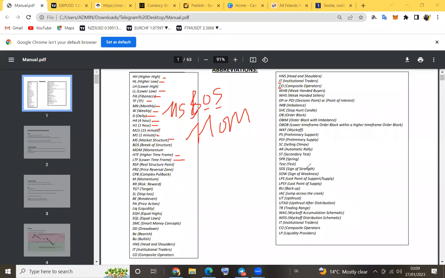SOS means sign of strength. SOW means sign of weakness. LPS means last point of support. LPSY means last point of supply. BU means back up. Jack means jump across the creek.